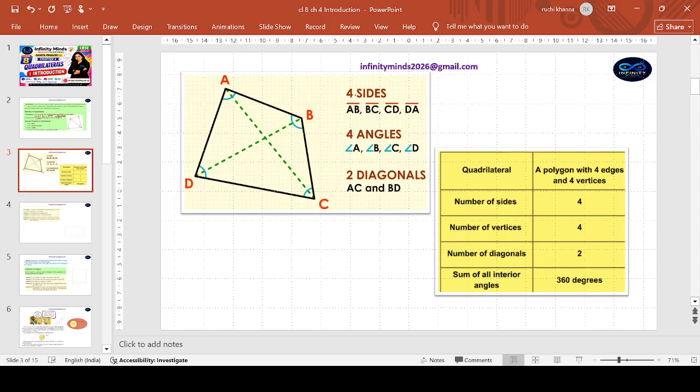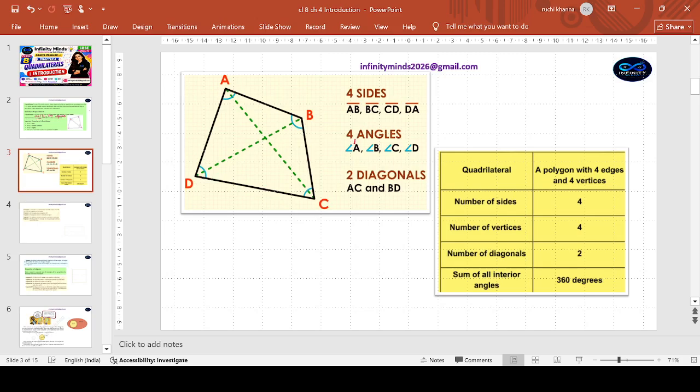Four sides. How to name any particular side? We write the names of those two vertices in capitals and put the segment symbol over it. Line AB, or else one could have also called it side BA. Side AB or BA, AB and BA are the same. There are different ways to name the sides. Next, side BC, side CD, side DA: four sides. Four angles: angle A, angle B, angle C, angle D.